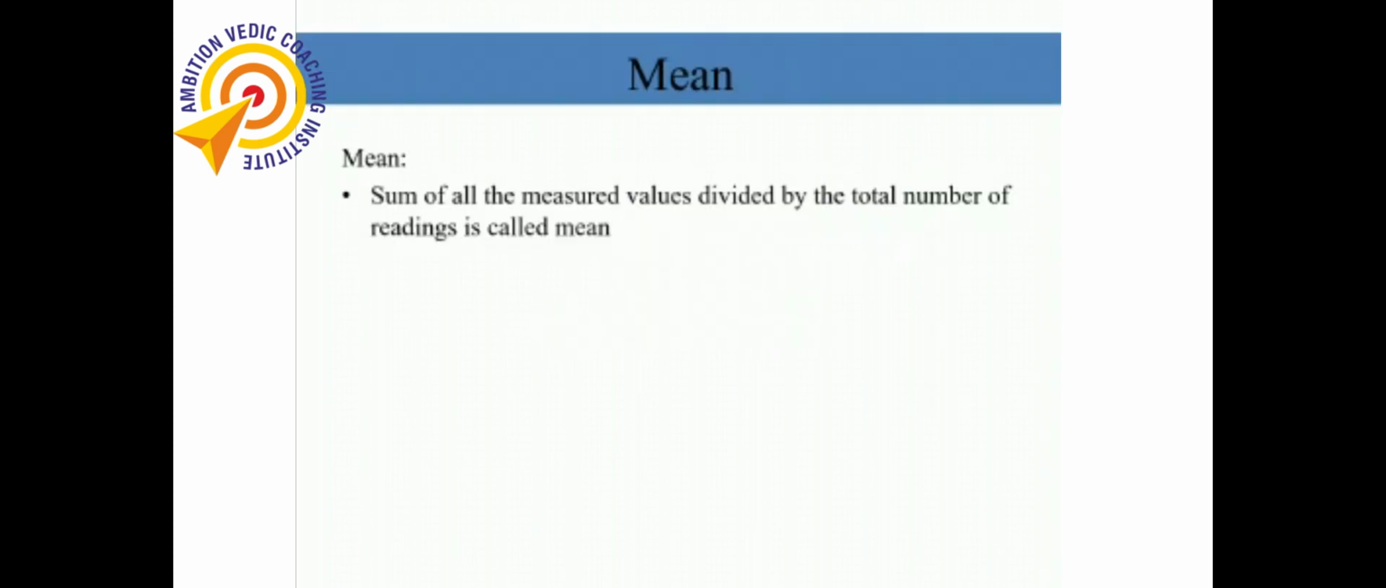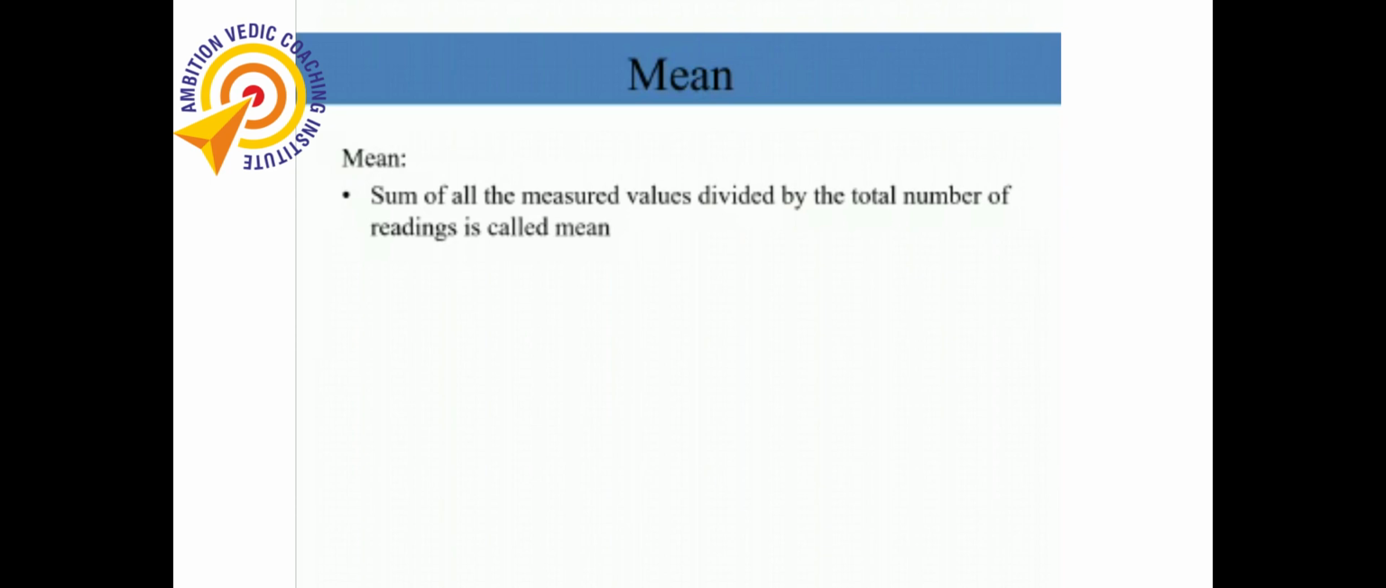Now in today's class also we are going to study these errors and how to avoid them. So let's start. Number one, the first thing is mean. How to calculate the mean, or the average value, as we generally call it. For example, in the lab we have to take some 10 times or 20 times readings, and these readings are taken in order to avoid the error in the result.